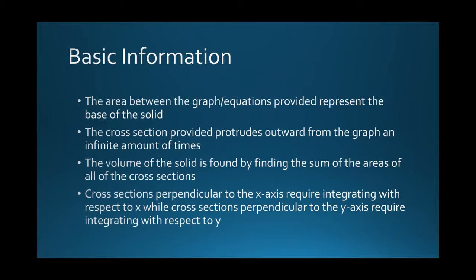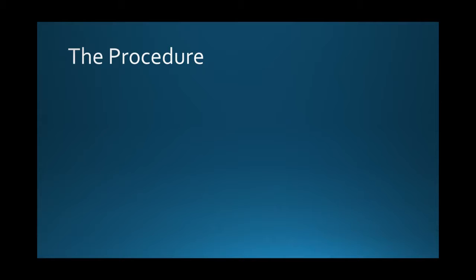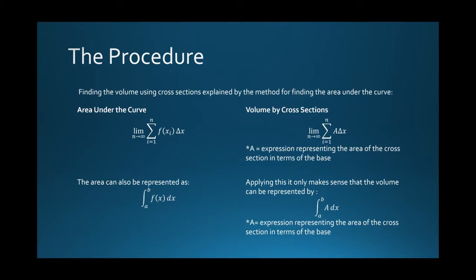Also, another note. You may need to change the given equations depending on how your cross-section is perpendicular, meaning if it's perpendicular to the x or y axis. That way, you're integrating with respect to the right variable. So the procedure. Finding volume using cross-sections is similar to finding the area under the curve. Area under the curve can be represented by integral of a function.